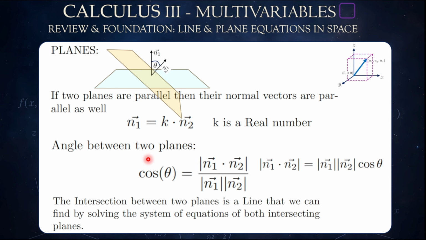The formula for the angle between two planes is given by cosine theta equal to n1 dot n2 divided by the magnitude of n1 times the magnitude of n2. We note that n1 dot n2 is equal to the size of n1 times the size of n2 times cosine theta. So these cancel out in the numerator, and you are left with cosine theta. This is how we got this equation. Also, the intersection between two planes is a line that we can find by solving the system of equations of both intersecting planes.